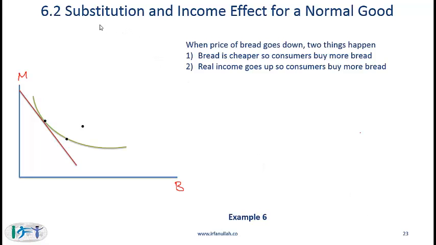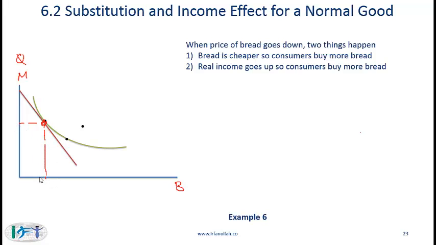Substitution and income effect for a normal good. Again, we will consider milk and bread. The y-axis is quantity of milk, the x-axis is quantity of bread. Initially, we have this situation, a particular budget constraint which is based on the budget and the price of bread and the price of milk. We have consumer preferences, a tangency point. So there is a particular quantity of milk and a particular quantity of bread.